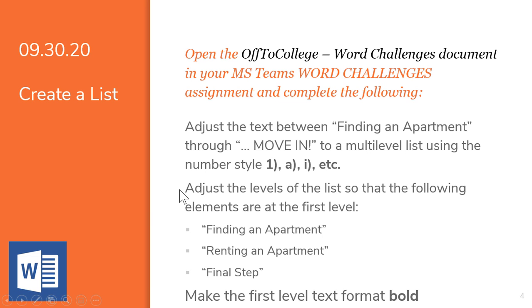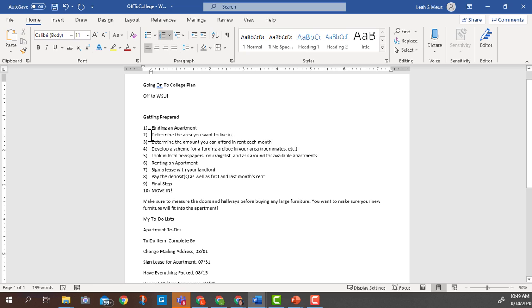So as you can see in the next sentence, it says adjust the levels of the list so that the following elements are at the first level. The only things that should be at that first level with the full numbers is finding an apartment, renting an apartment, and final step. So I'm going to go ahead and take the text between finding an apartment and renting an apartment and select it. And my goal is to make those move into the second level, demote them in, or really just make them a sub-bullet or a sub-number to finding an apartment, because these 4 things are things that I need to do in order to find an apartment.